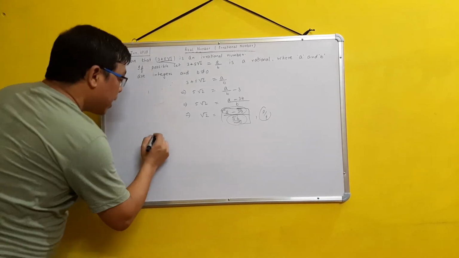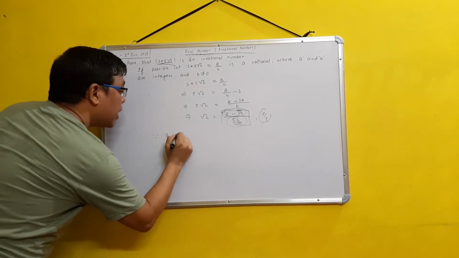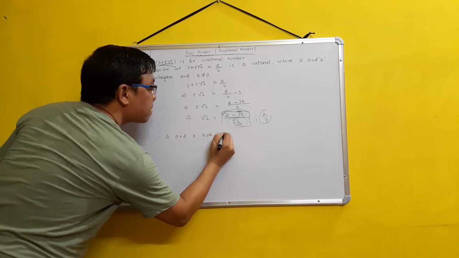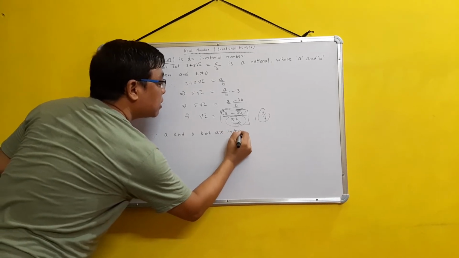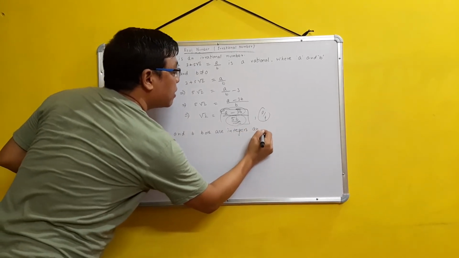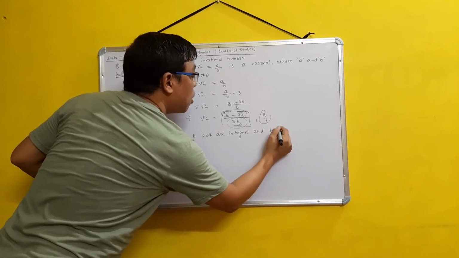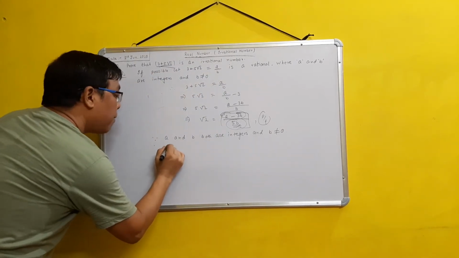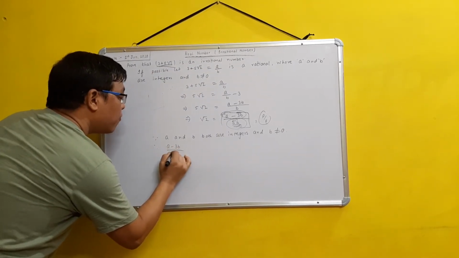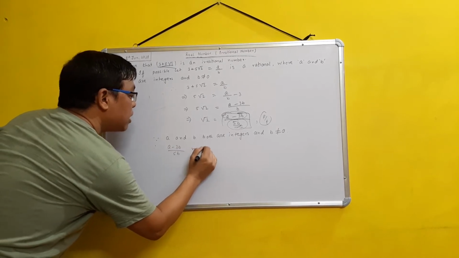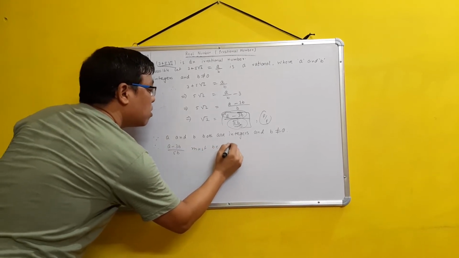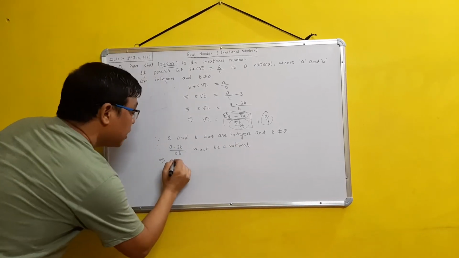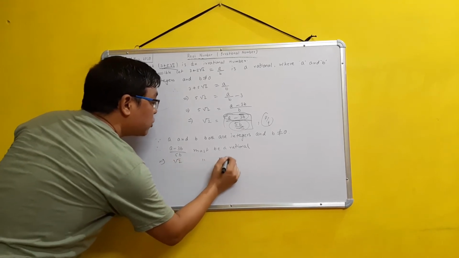Okay, तो कैसे लिखेंगे यहाँ पे, since a and b both are integers and b is not equal to 0. Okay, so therefore a minus 3b upon 5b must be a rational number. By this implies root 2 must be a rational.